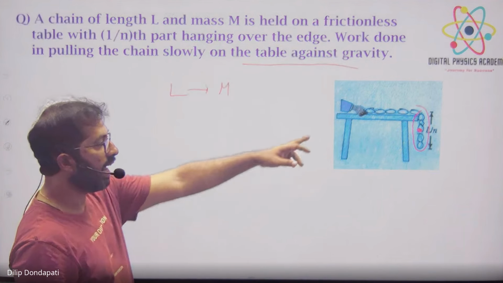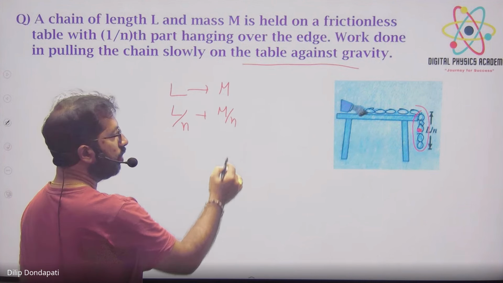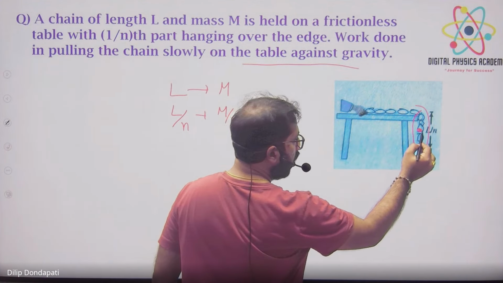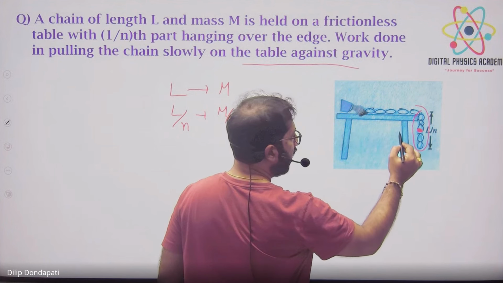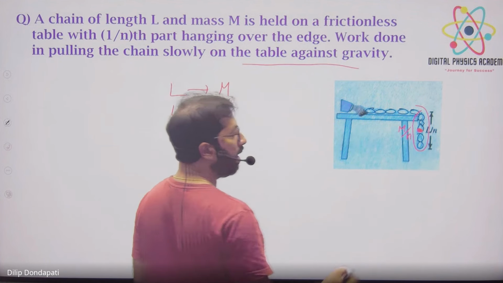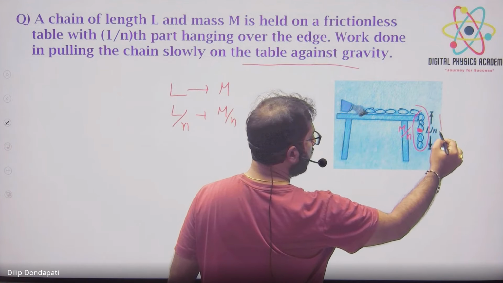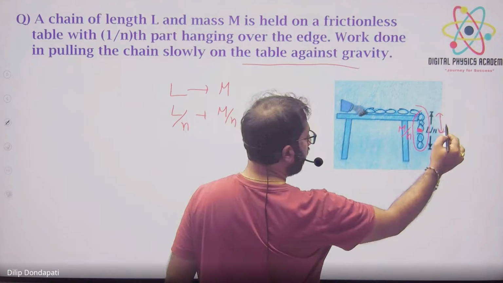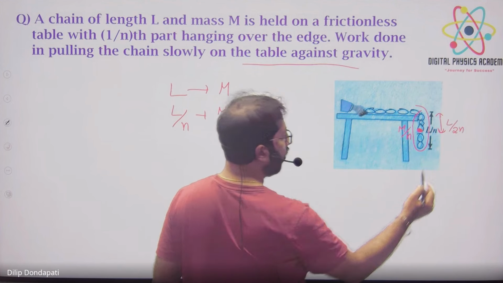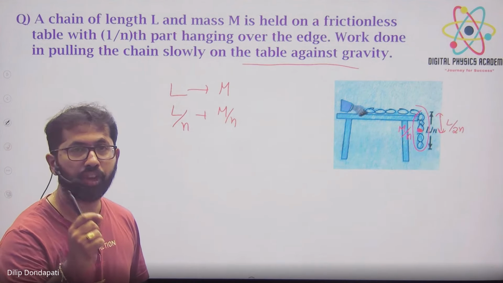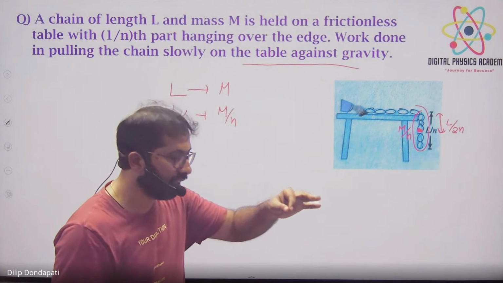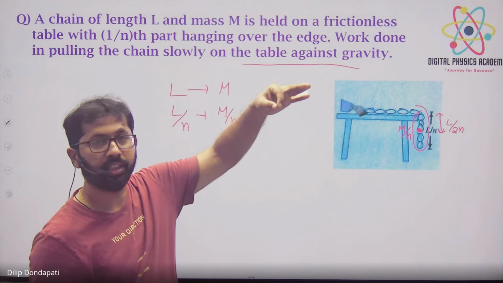Can you tell me the mass of L by N? M by N. So that means the total mass is concentrated at this point only. M by N is the mass at that point. And the distance from here to here, how much is it? L by 2N. You know the potential energy formula, mgh, whenever a particle of mass m is brought to height h. So simply it will be M by N into G into L by 2N.